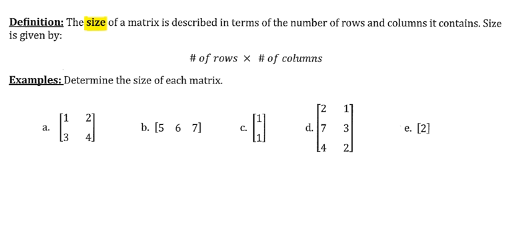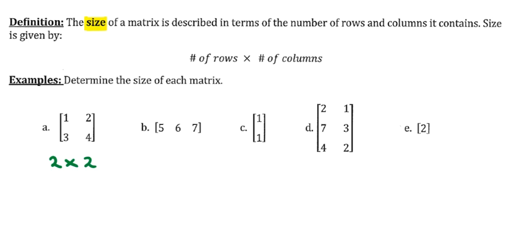Let's start with example part A. You'll notice that there are 2 rows in this matrix. The first row has entries 1 and 2, and then the second row has 3 and 4. So there are 2 rows. So we'll start with 2. And then similarly, there are 2 columns. The first column has entries 1 and 3, and the second column has 2 and 4. So this is a 2 by 2 matrix.